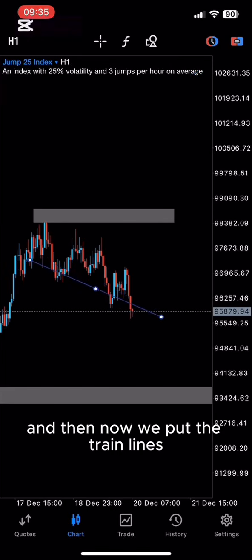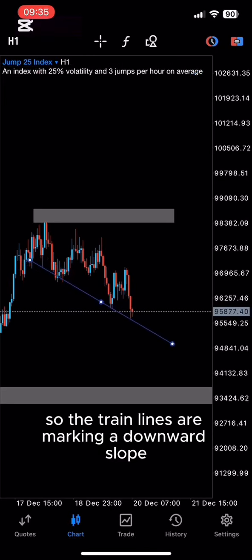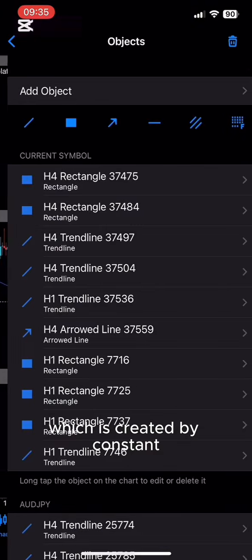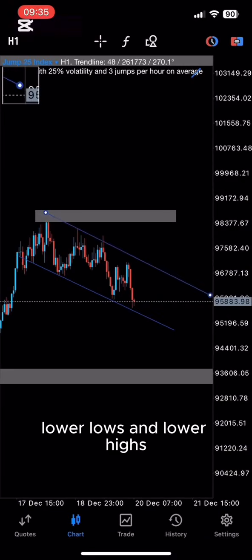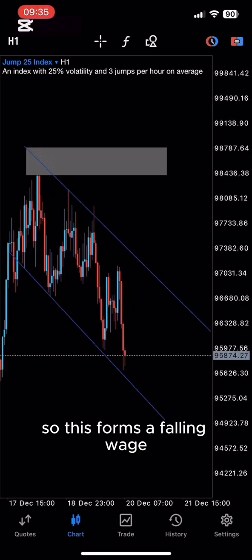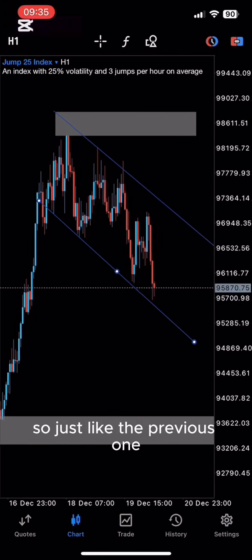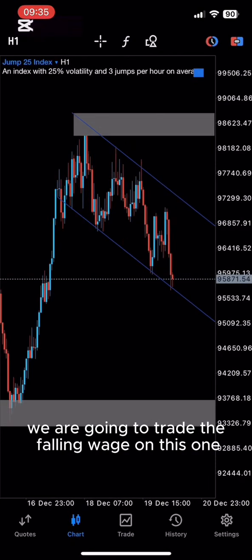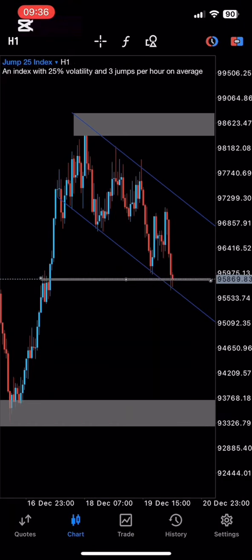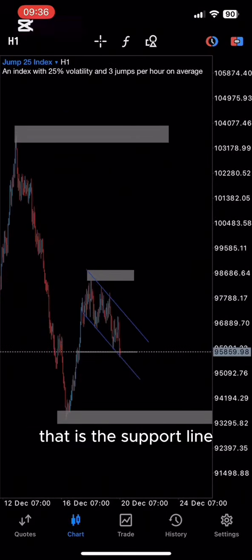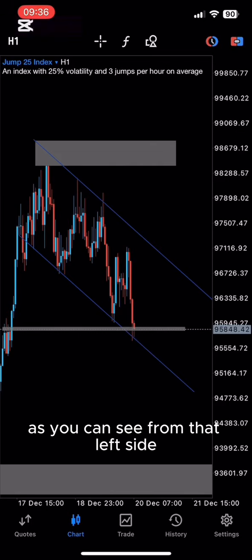And then now we put the trend lines. So the trend lines are marking a downward slope, which is created by constant lower lows and lower highs. So we are going to connect these lower lows and connect the lower highs. So this forms a falling wedge. So just like the previous one where we traded the rising wedge, we are going to trade the falling wedge on this one. So this is supported by an area of confluence that was created before, that is the support line, as you can see from that left side.